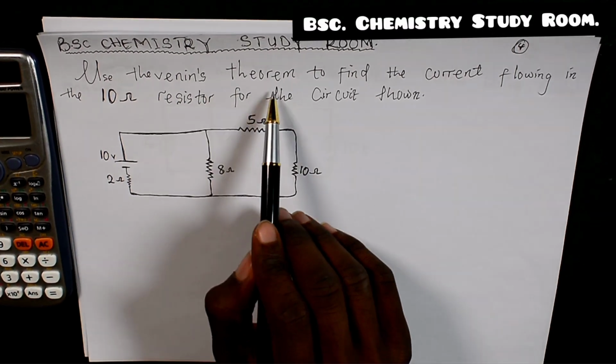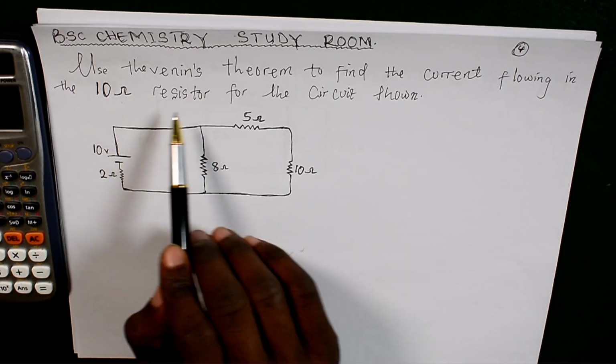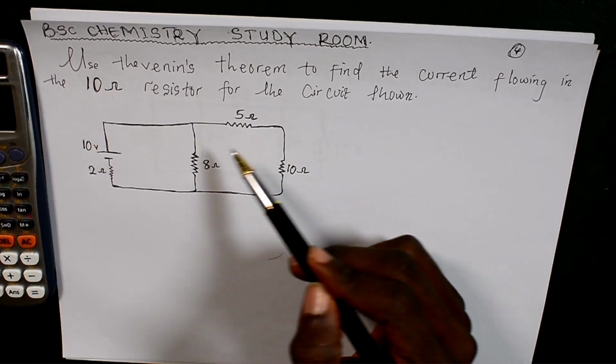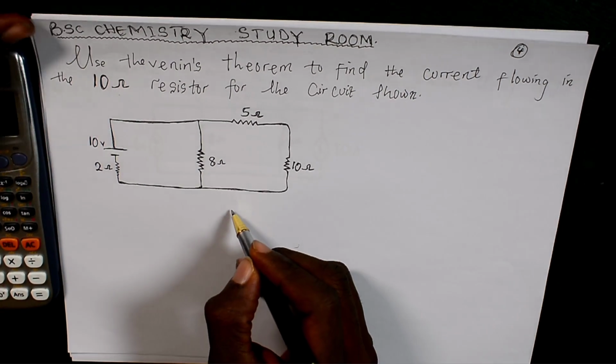Use Thevenin's theorem to find the current flowing in the 10 ohms resistor from the circuit shown. This is the given circuit. Solution.